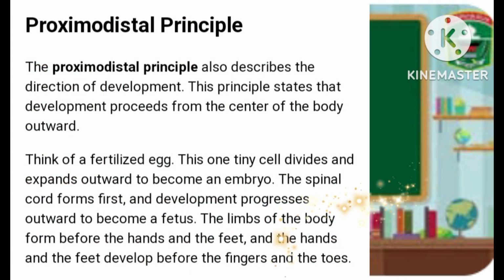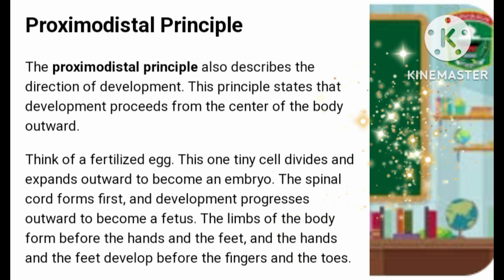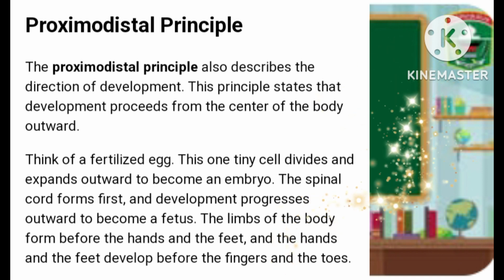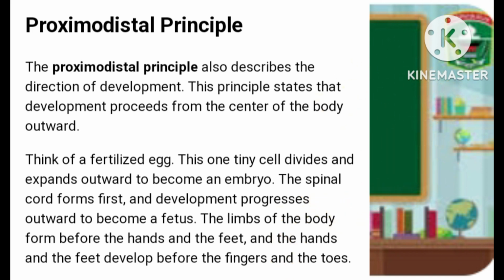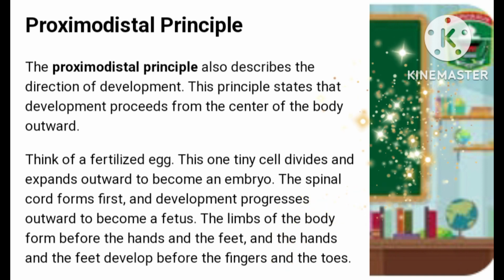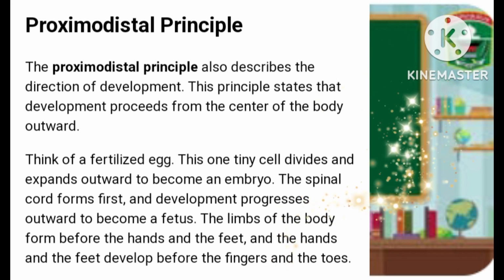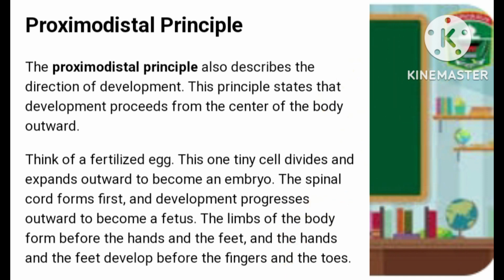The second is the proximodistal principle. The proximodistal principle also describes the direction of development. This principle states that development proceeds from the center of the body outward. Think of a fertilized egg. This one tiny cell divides and expands outward to become an embryo. The spinal cord forms first, and development progresses outward to become a fetus. The limbs of the body form before the hands and the feet, and the hands and the feet develop before the fingers and the toes.